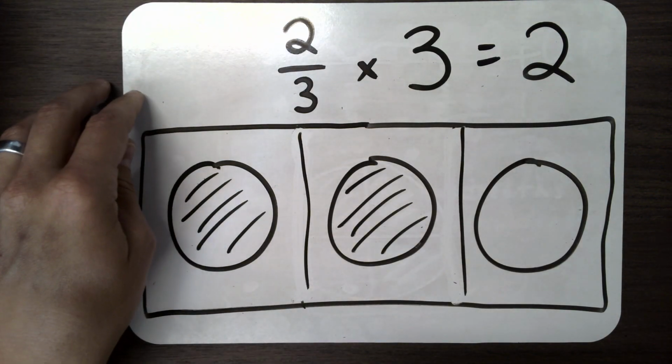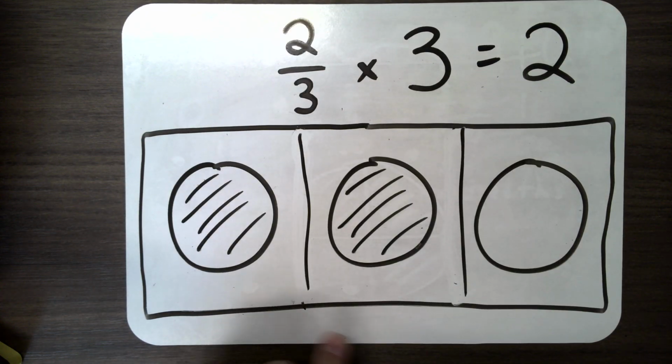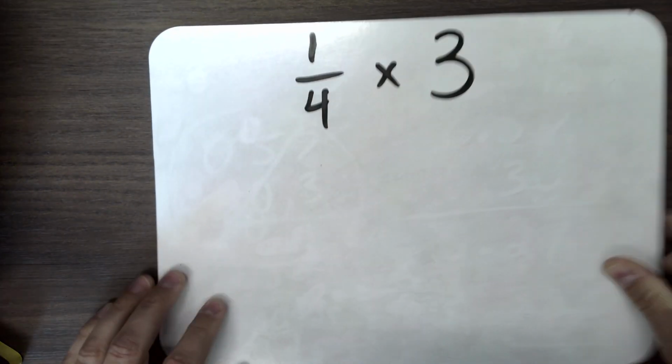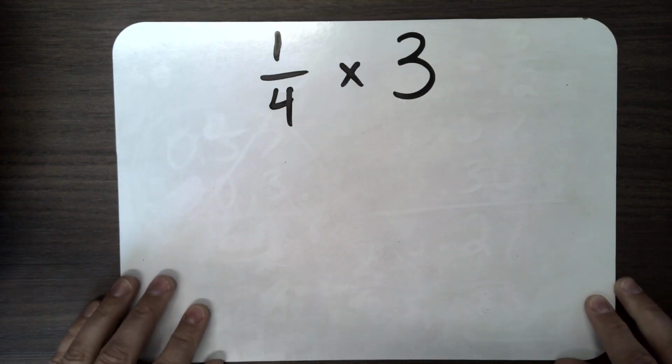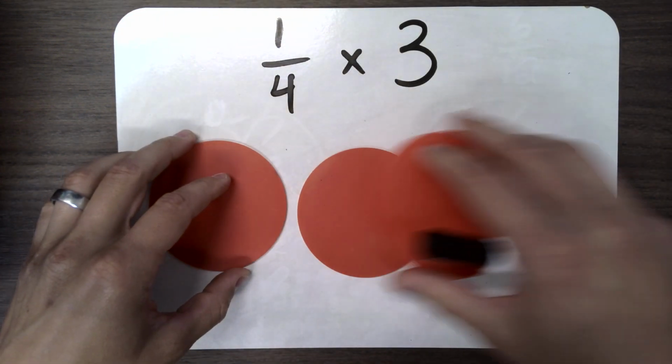All right, so that was the example where we're partitioning the entire group. Next, we'll look at an example where we have to partition each object in the group. So we're still going to start with 3. Again, we're just going to do the area model here.